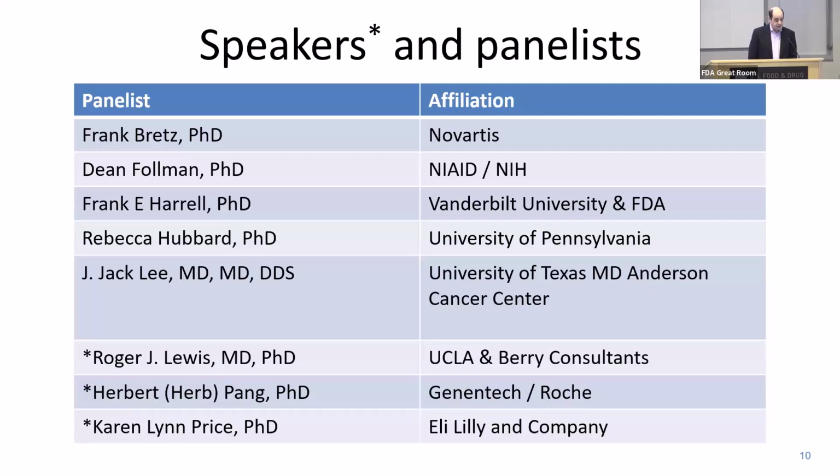Herb Pang is expert statistical scientist in PD data sciences at Genentech Roche, and Karen Price is vice president, Statistical Innovation Center, Advanced Analytics at Eli Lilly. Oh, and I somehow missed Steve Ruberg. Steve Ruberg is a former employee of Eli Lilly and is currently the principal of Analytics Consulting. Is that correct? Analytics Thinking. I'm so sorry for the neglect, Steve. That doesn't reflect your importance to the panel.